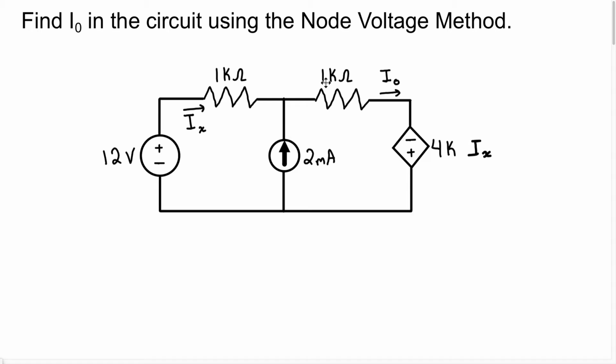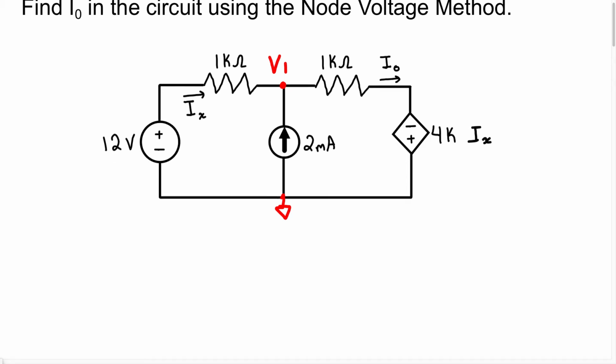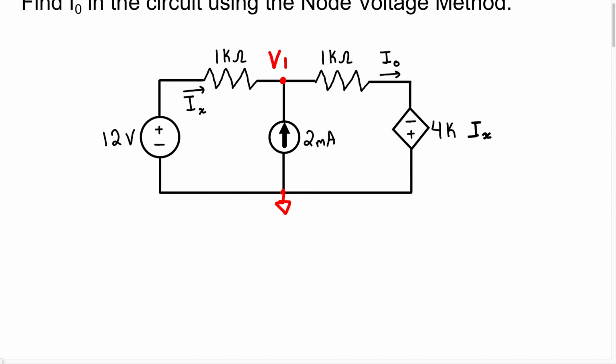So I'm going to take this bottom node right here to be our ground node. And we should see we have one essential node up here. I'm just going to call this node 1. And we want the voltage at node 1. So I'm going to write the node voltage equation for node 1. We're always going to assume the current is leaving this node, going in these directions, right?